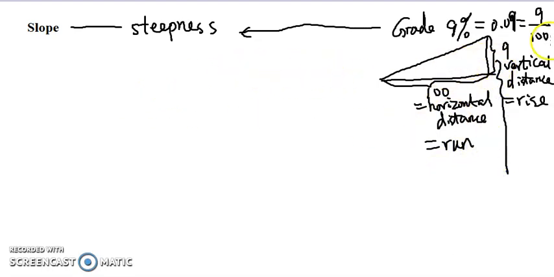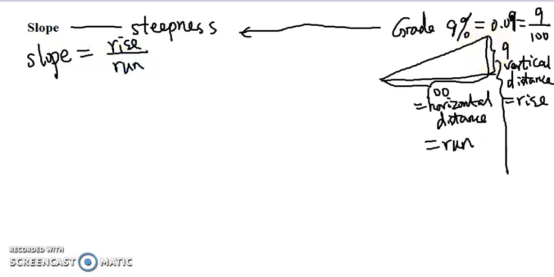So the slope is defined as, just like grade, the vertical distance, like in this case 9, divided by the horizontal distance 100, or rise over run. So slope is defined as rise over run.